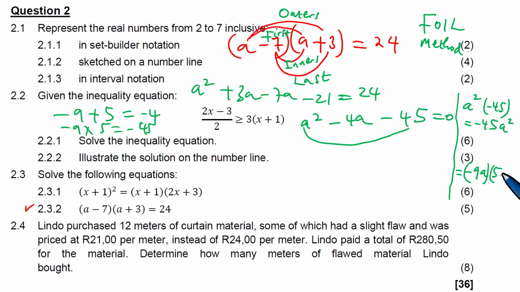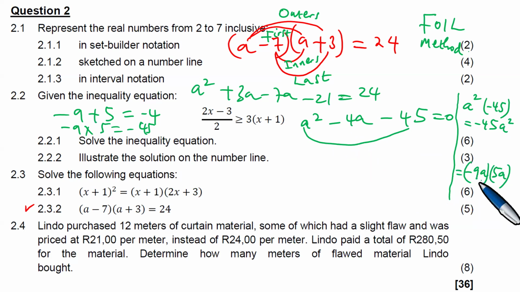You can just think of the minus 45. What two numbers do you multiply to get 45 that when you subtract would give minus 4? Those numbers are 9 times 5, which gives 45. But now, because it's minus 45, one of them must be negative, because when you multiply them, you must get a negative. But also when you add them up, you need to get minus 4a.